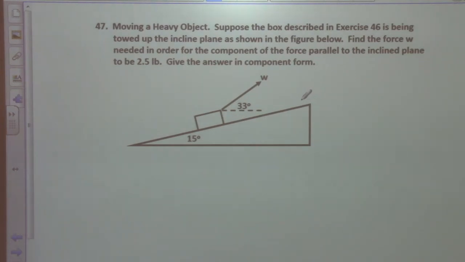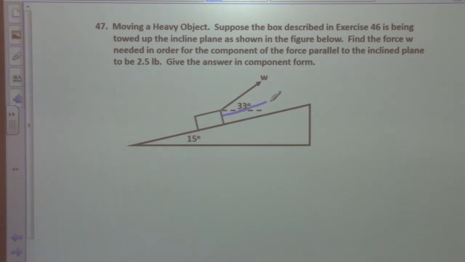Any ideas on this one so far? Jana's shaking her head, I'll tell you. This is one, when I first look at this problem, I'm like Jana, I'm shaking my head, man, how am I gonna do this? But then I go back and say, okay, what they're looking for is the force parallel to the inclined plane to be 2.5 pounds.